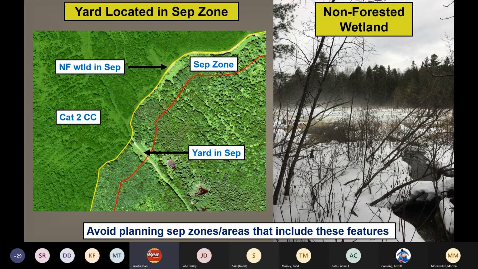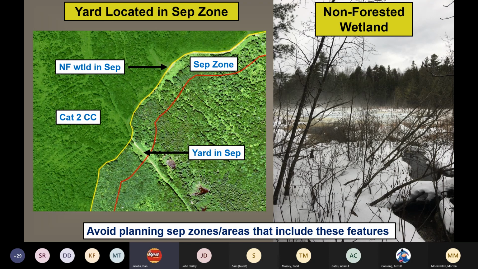Okay, so now I've got slides or images that are showing non-forested wetland and yards and how they can impact separation zones. On the left-hand side, you can see the separation zone is delineated by a yellow line and a red line. Between that is a 250-foot wide separation zone. The clear cut is on the left-hand side, and the separation area would be on the right-hand side. There is a yard depicted within the separation zone, and as I said, that can be problematic. That can reduce your separation zone width and create a violation.